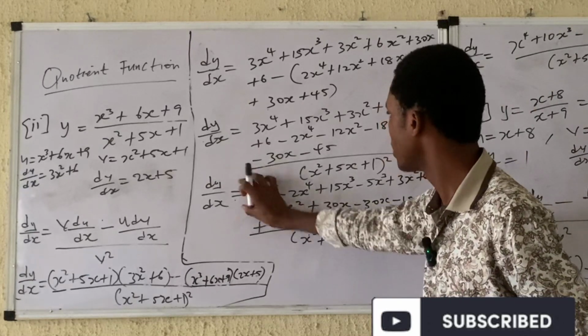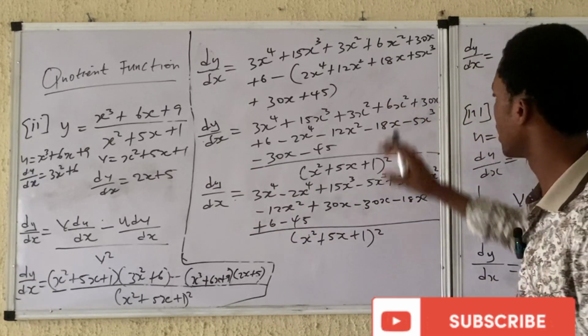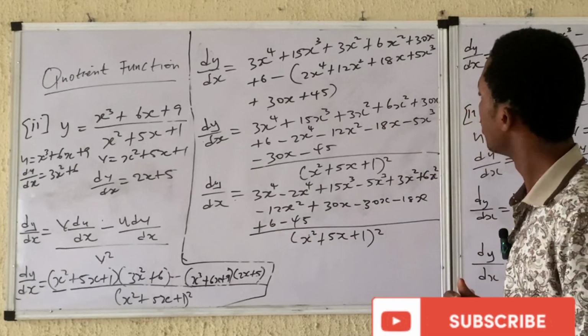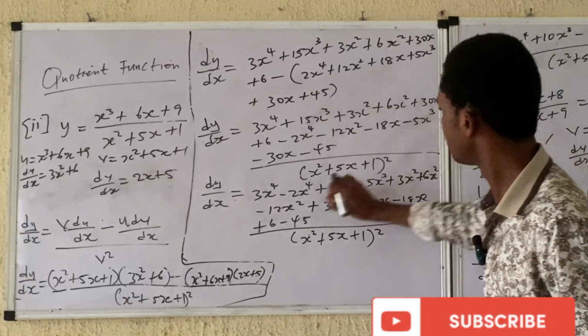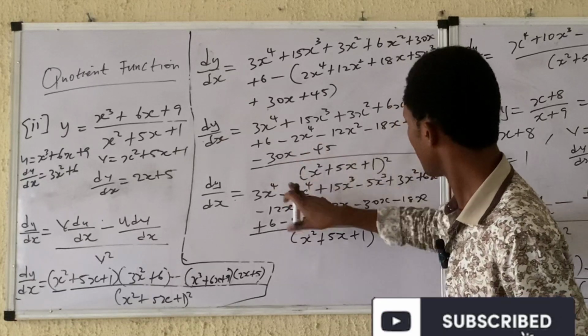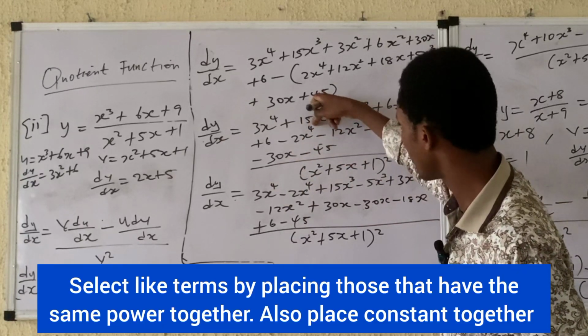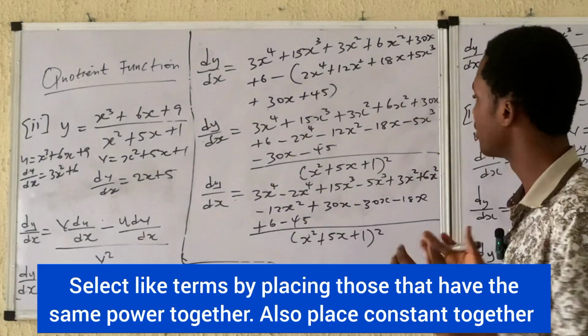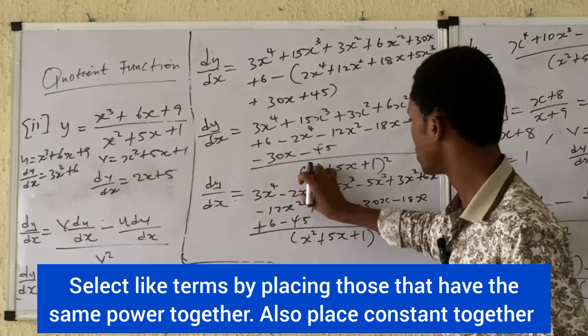Now we collect like terms. We have 3x raised to the power 4, right? This is also raised to the power of 4. So we merge them together because they have the same power. We have the 3 and the 2.